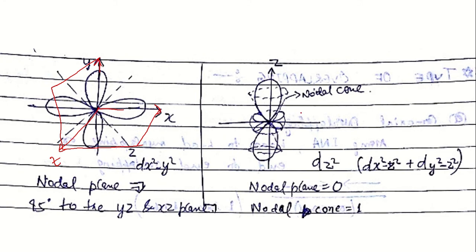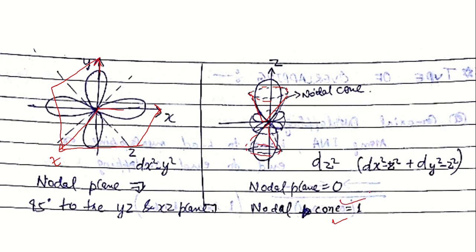Now finally, the dz square orbital. In the dz square, the orbital is directed along the z axis, and here we do not have any nodal plane. In fact, we have a nodal cone. You can see the shape forming here. The shape is of the cone. So we say that it has one nodal cone and zero nodal plane.